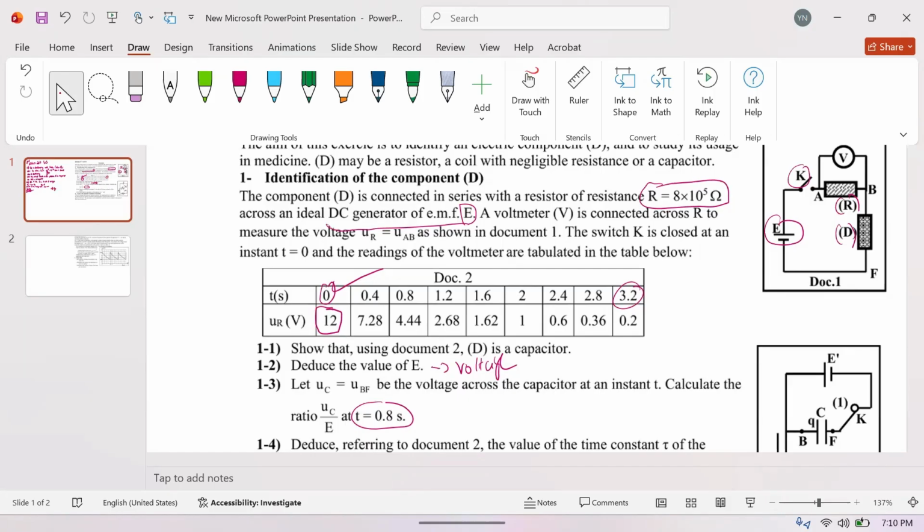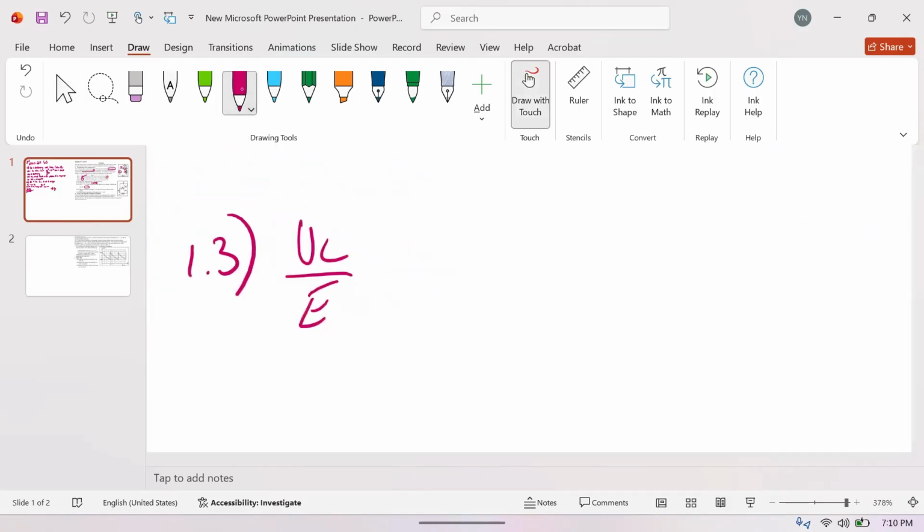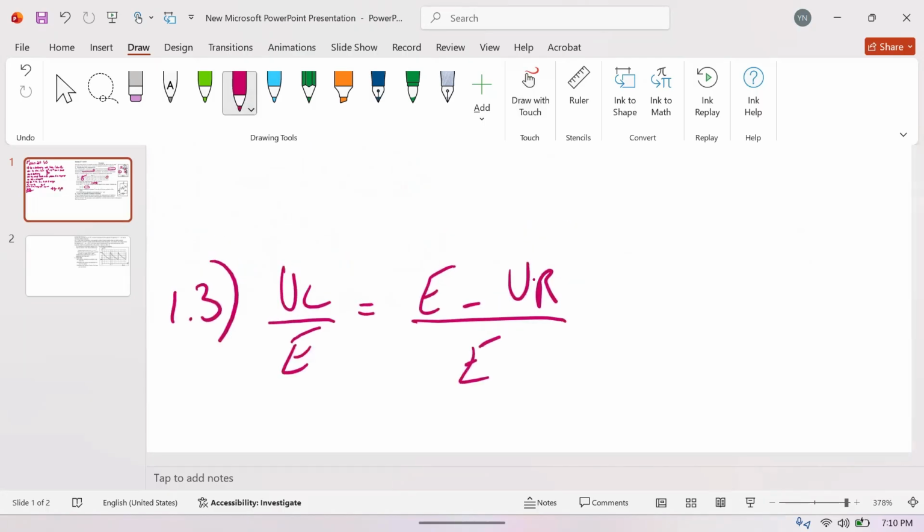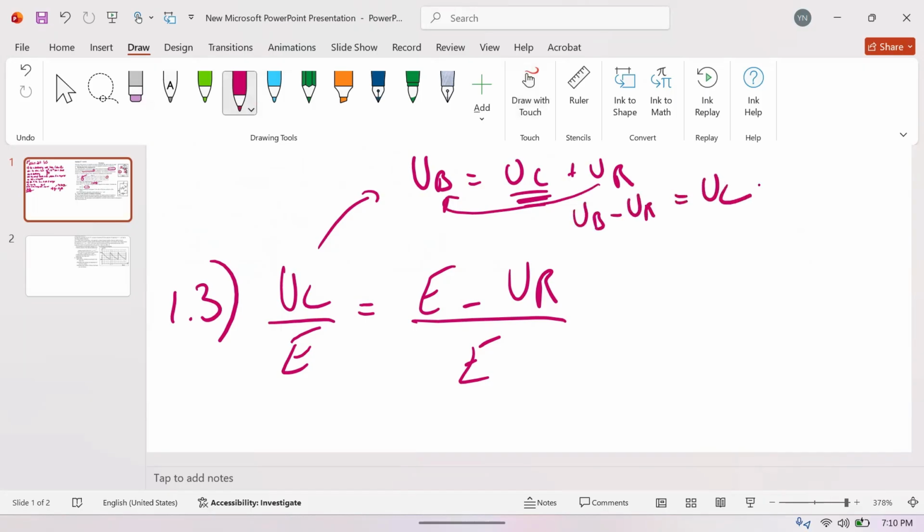You replace everything and you find X. Same thing here. Since I don't have a solution, I don't have any other choice. UC can be found from the battery and from the resistor. So simply, instead of UC, I replace it with E minus UR, because the voltage of the battery is given out to the capacitor and the resistor. So the capacitor could be replaced with UB. If we take UR to the other side, we can replace UC by UB minus UR equals UC.